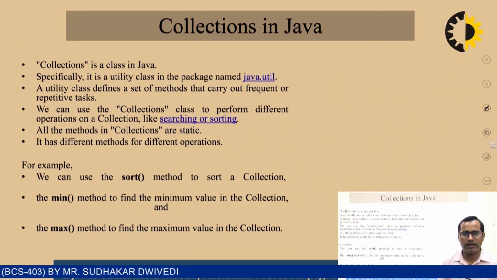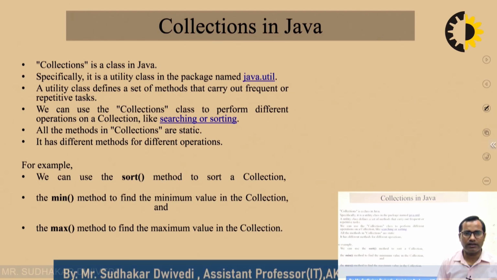All the methods in Collections are static, so we can directly call them, and it has different methods for different operations. As we have mentioned, if we want to sort the collection, we can use the sort method. If we want to find the minimum value in the collection, we can use min, and if we want to find the maximum value, we can use the max method. All these utility methods are defined in the Collections class.